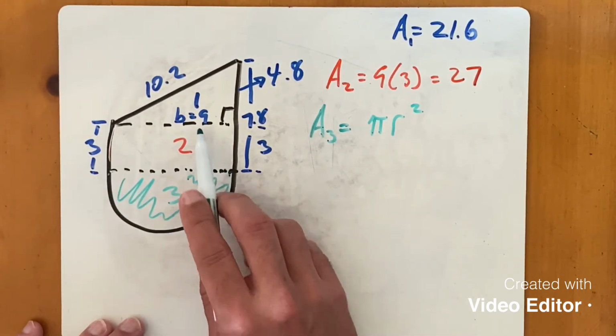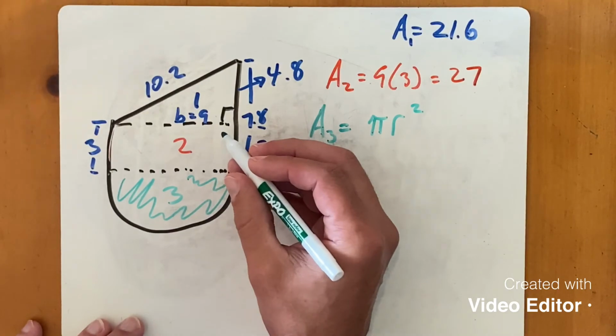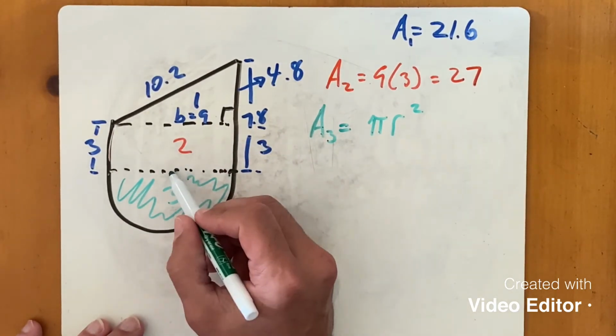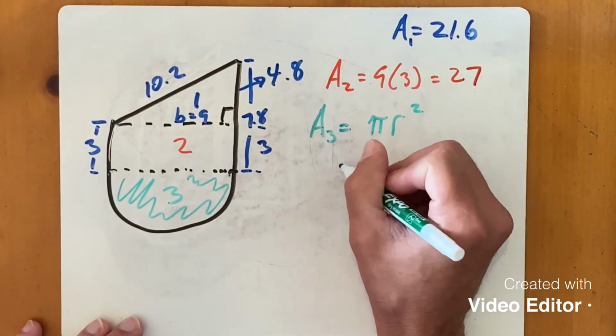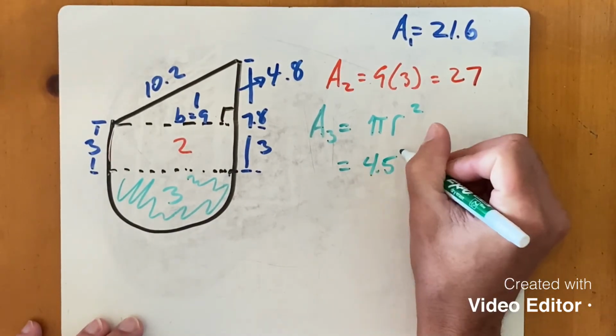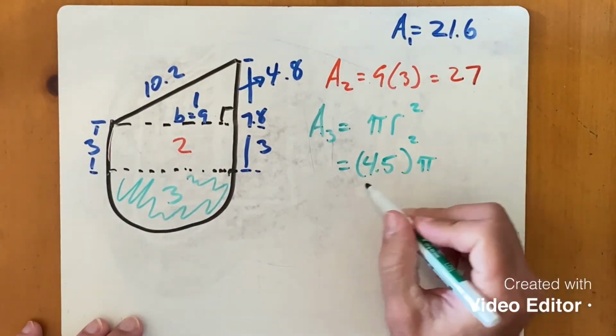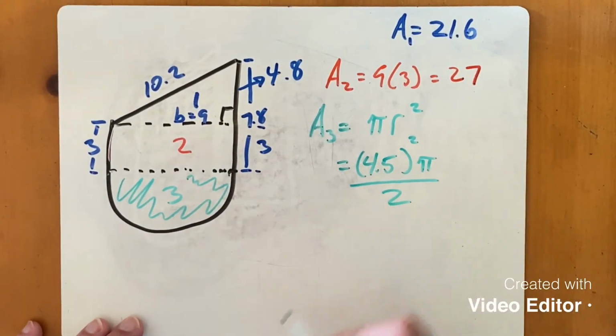All right, so from here to here is the diameter, so we want half that. So from there to there, we already calculated is 9. So half of 9 is 4.5. So our radius is going to be equal to 4.5. So we're going to plug that into our equation. So we're going to do 4.5 squared times pi, and then we're going to divide that whole thing by 2 because we only want half the circle.